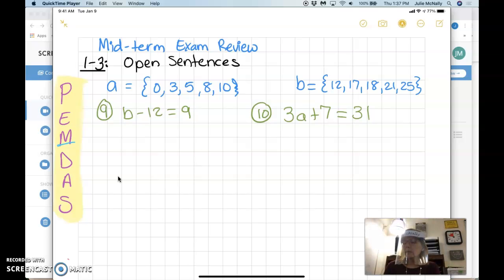So this one has the letter B in it. So I'm going to use these numbers for letter B because the directions said the solution set for B are these numbers. So what I do is I just plug each number in and try to write small so you can fit it all. And you see if the two sides equal each other. So what's 12 minus 12? 0. Does 0 equal 9? Nope. So 12 does not work.